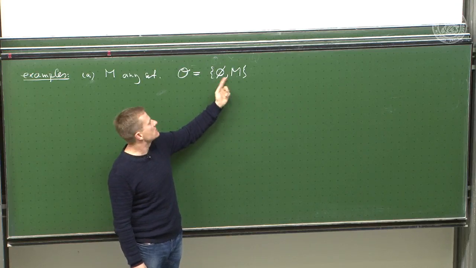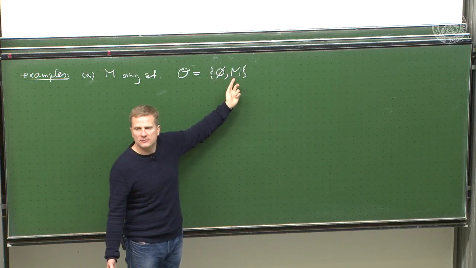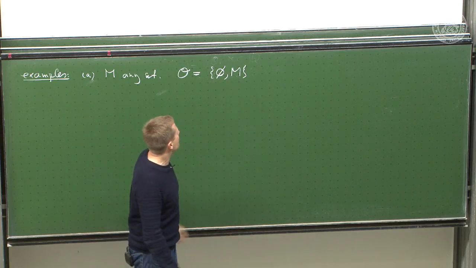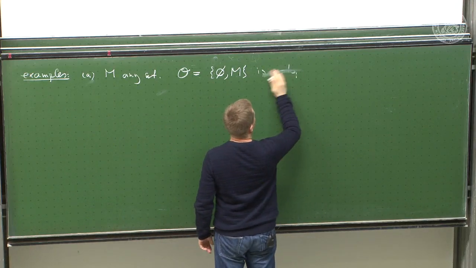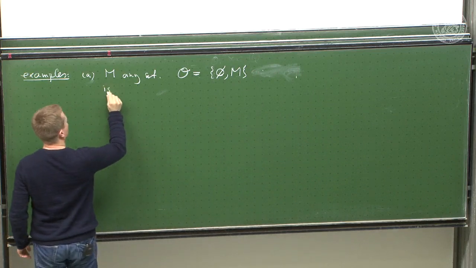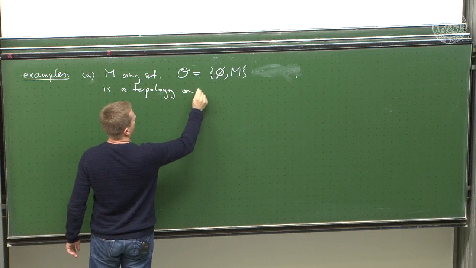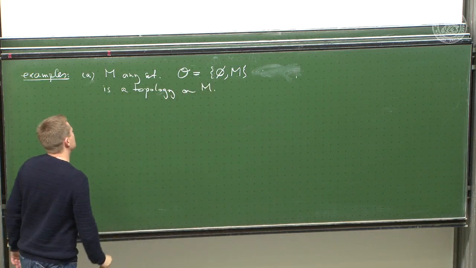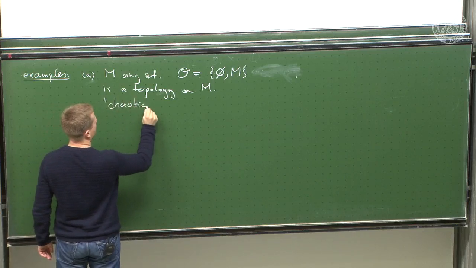Well, that's also true, because the only possible unions you can get are either empty or all of M, but empty and all of M are already in there, trivially. And so this is a topology. And this is for any M. And this topology has a name. It's called a chaotic topology.